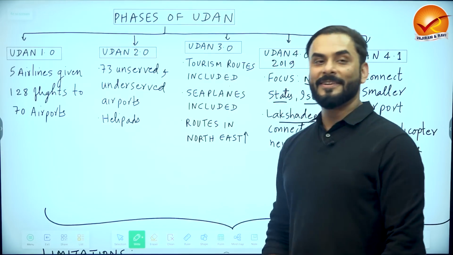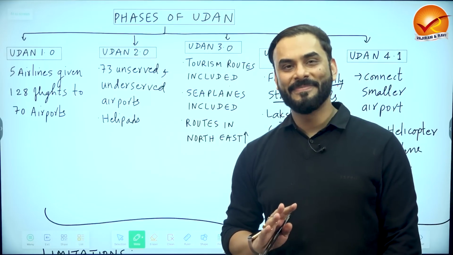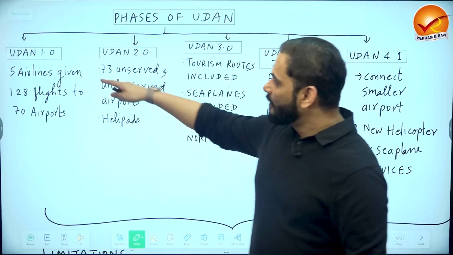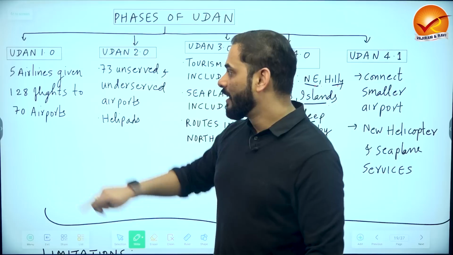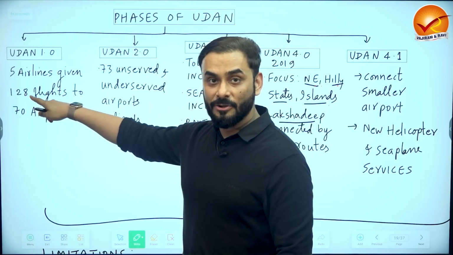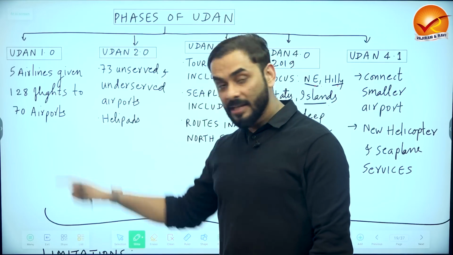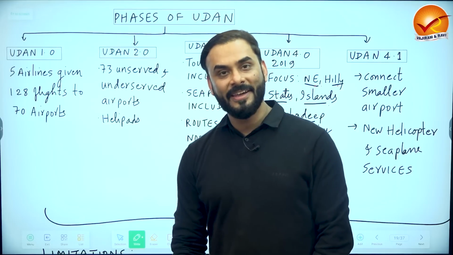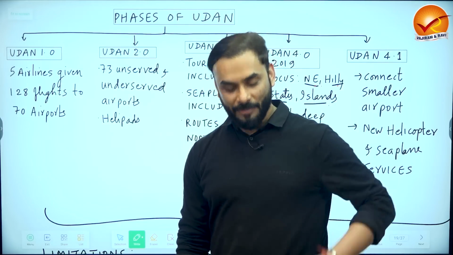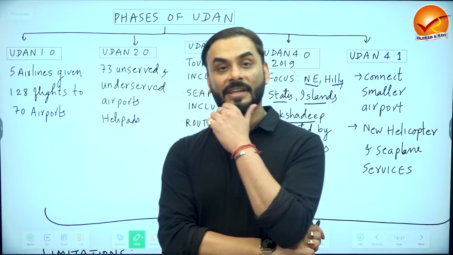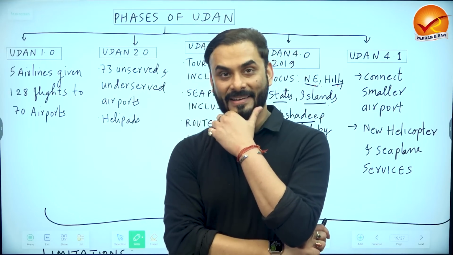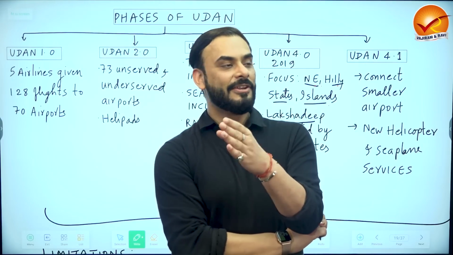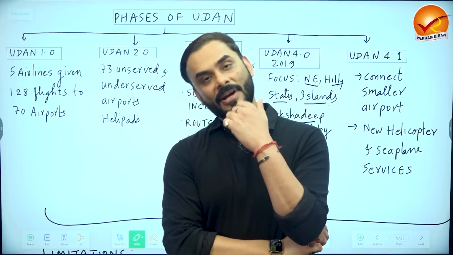Now I want to ask you a question. Do you feel that UDAN doesn't have a problem? UDAN has been a super successful scheme with no issues at all? No. In UDAN 1.0, I emphasized that 5 airlines were given permission to run 128 flights in 70 airports, right? So when permission was given, are these airlines using all the airports and all the permissions that have been given to them? Suppose I am an airline, let's say Indigo Airlines or Go Airlines. Now I have been given permission to run 10 flights in 20 different airports of India. Am I using all the permissions?